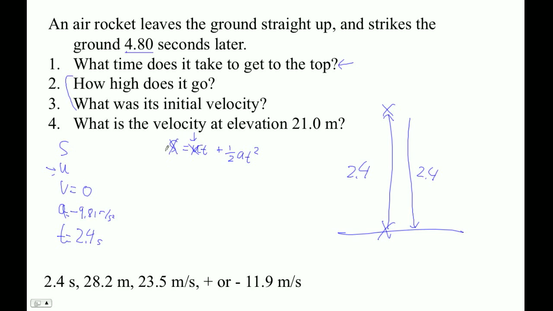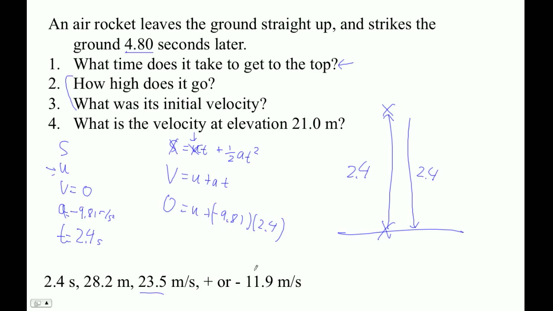Okay, see, this is good stuff. What else do we have? We've got S equals U plus V over 2 times T. No, we can't do that. I think what we want to do is use one that has no S. So I think we want to use V equals U plus AT, and this is, of course, the one that you have to memorize. So 0 equals U plus negative 9.81 times 2.4. So I'm finding the initial velocity.